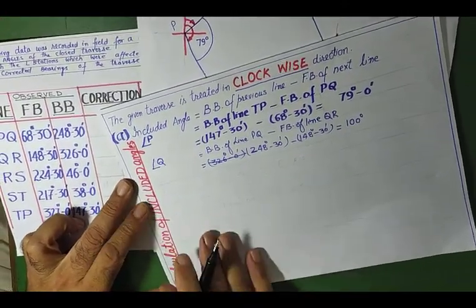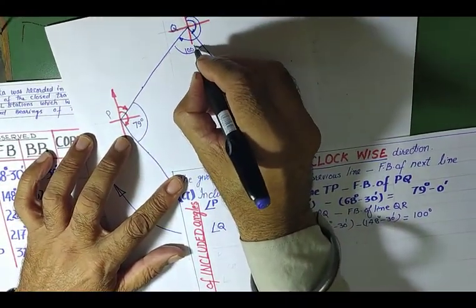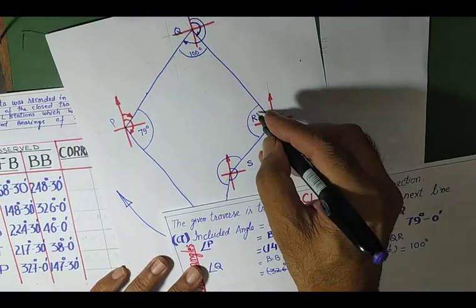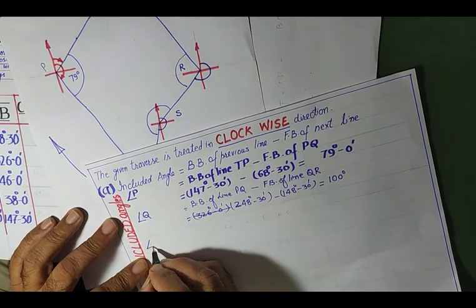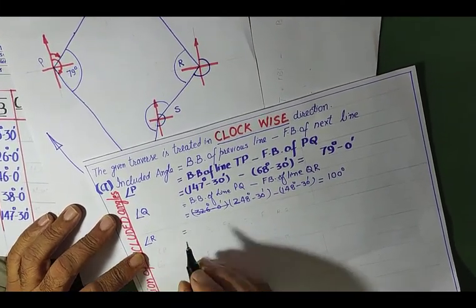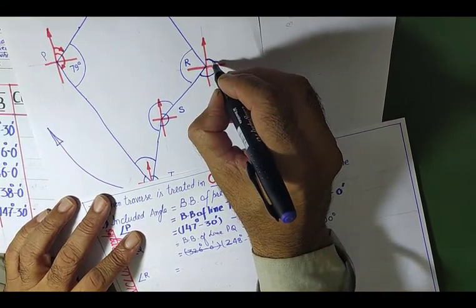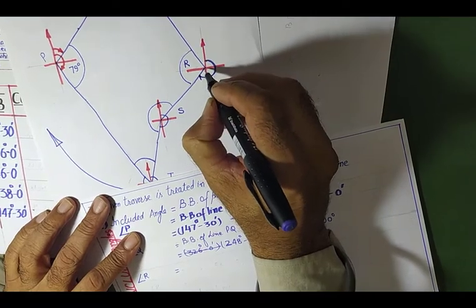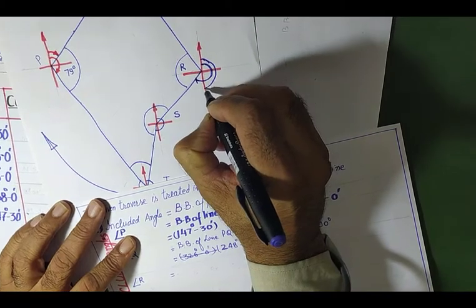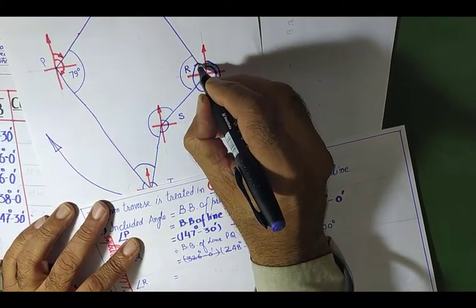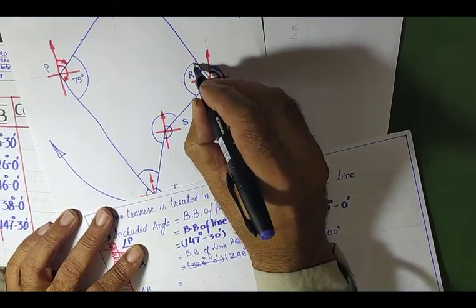Similarly, we are going to calculate the angle R. Our angle Q is 100 degrees. Then we are going to calculate the angle R. For this, see from the sketch. This is the forebearing of the next line, and this is the back bearing of the previous line, the back bearing of line QR. So this total angle minus this angle will be this angle R.